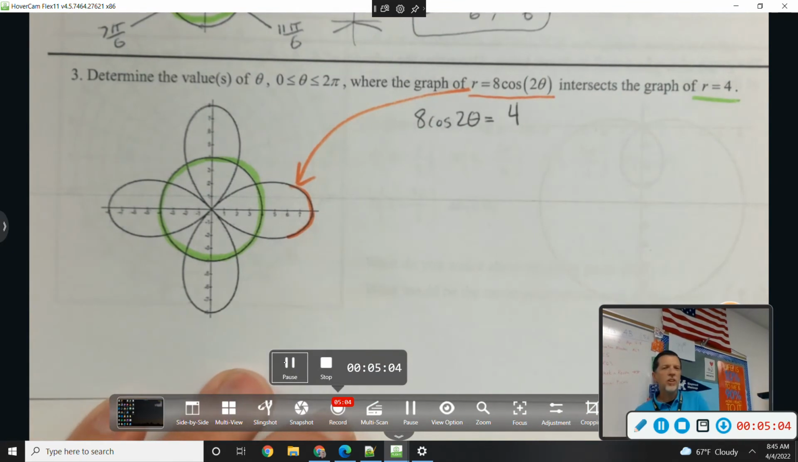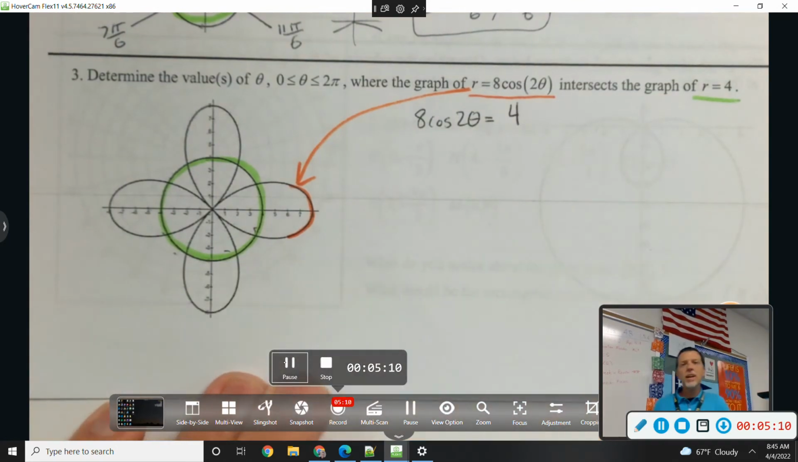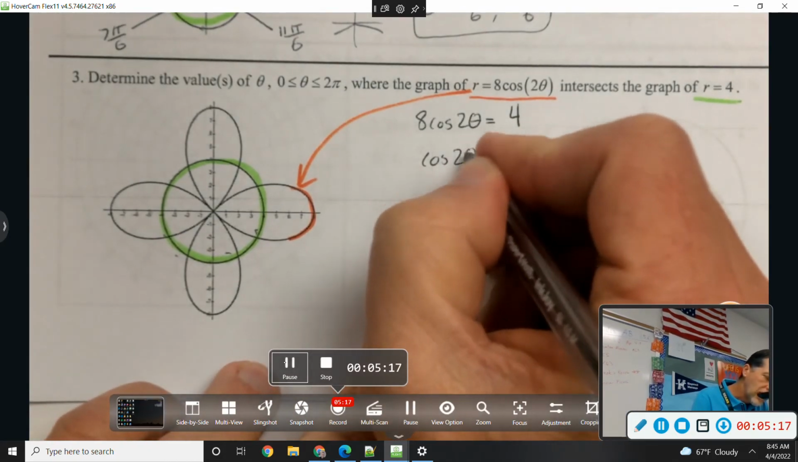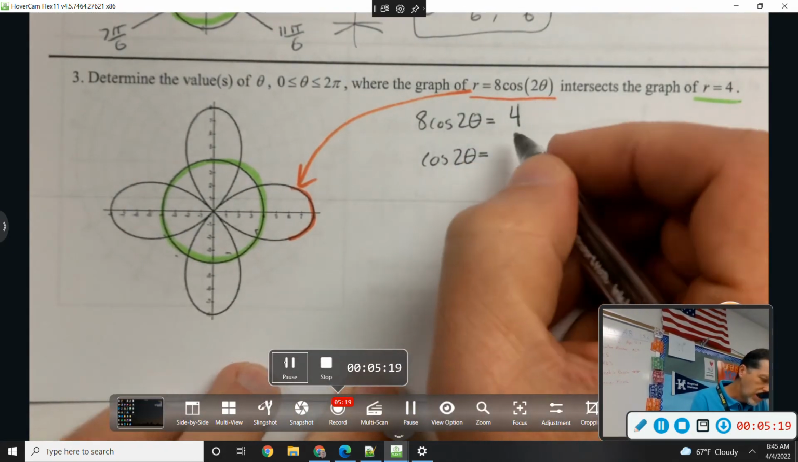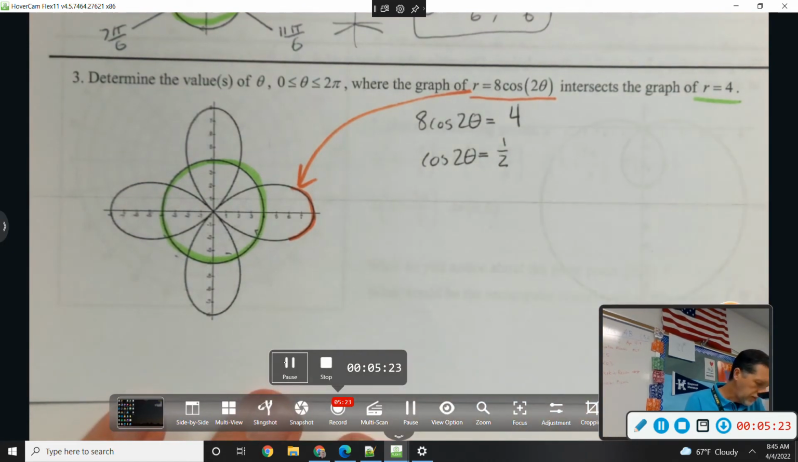Goodness, how many intersections does this one have? 4, 5, 6, 7, 8. So I should have 8 answers for this one. Again, we get a little check ahead of time. Should have 8 answers to this. Cosine 2 theta equals 1/2.